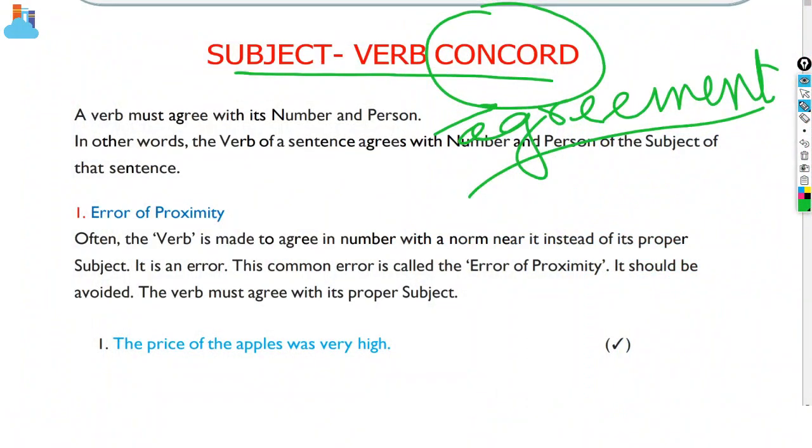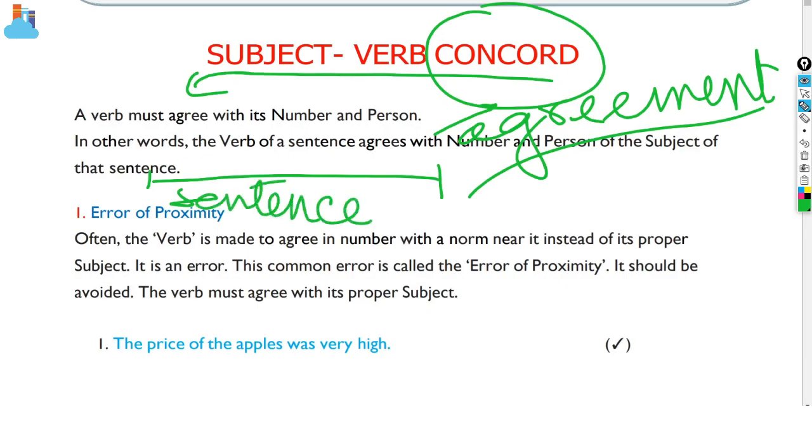Now, by the term subject verb concord, we mean the agreement between the subject and the verb. Normally, when you write a particular sentence, suppose that this is the sentence. In the sentence, what will be there? First, there will be the subject. Then there will be the verb. Then there will be the object or the predicate.